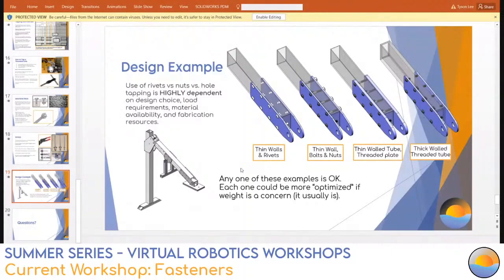What's best? All these examples are okay. Each one of these could be further optimized for sure. Like on this example, okay, we needed a larger tube to accommodate the weight of the robot. Well, then we can lightweight it without losing a lot of strength. And that's going into an engineering principle.